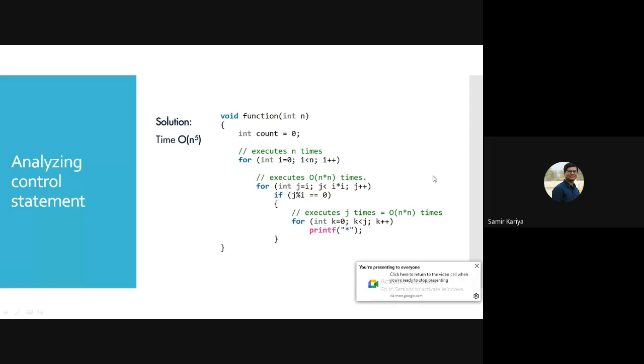Okay, this is the answer. Yes, sir. First executes n times, here n is to n, or here it's also n is to n.